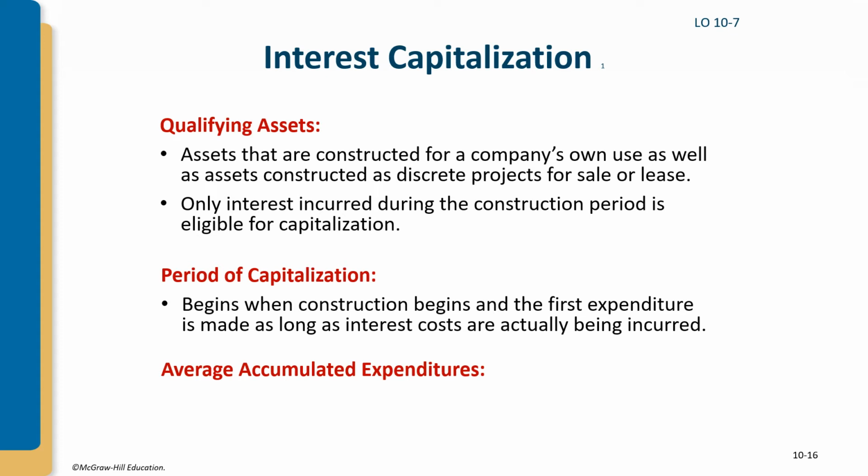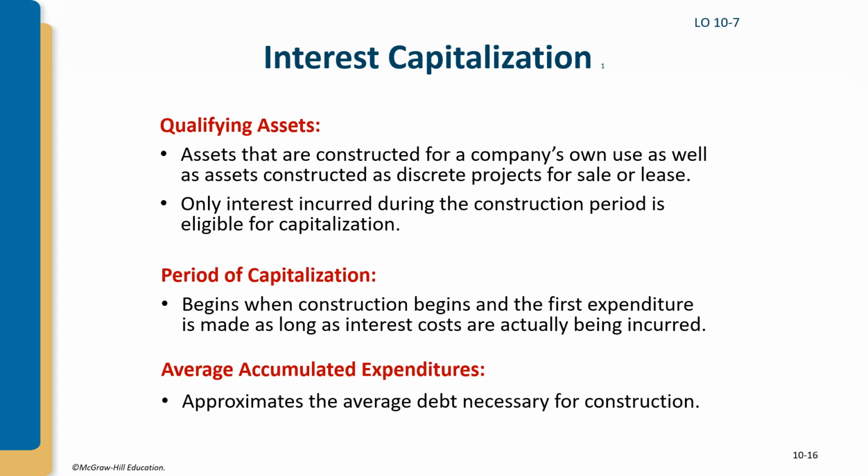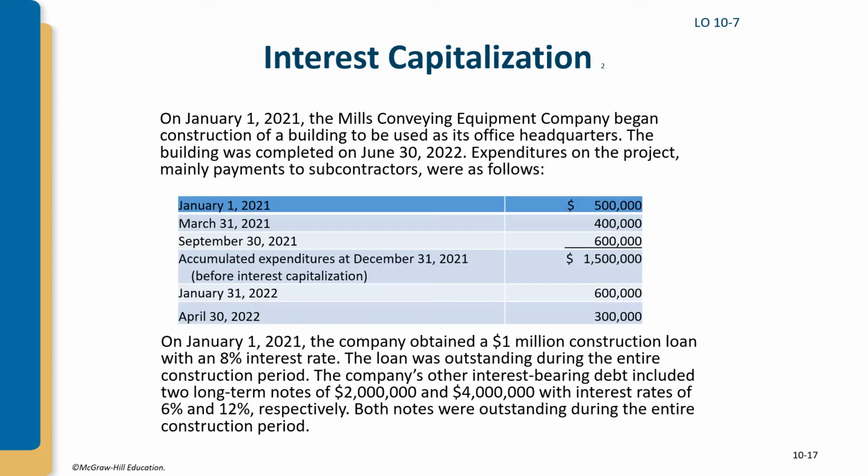Then, how do we calculate interest? We have to do a special calculation called average accumulated expenditures. So what we do is approximate the average debt. How much on average would we need in loans for construction? So we're going to show you this through an example.